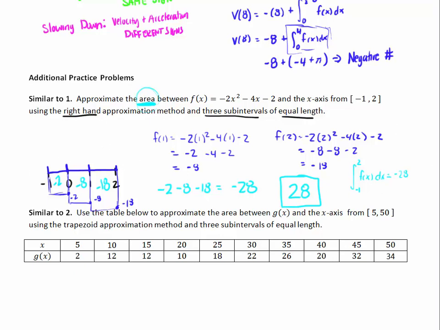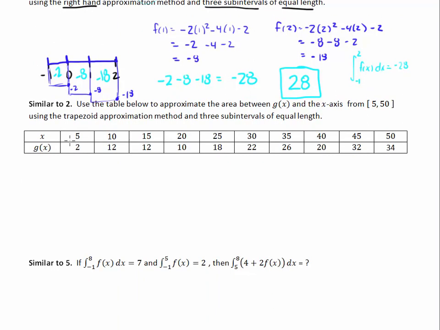All right, let's take a look at this next problem. Problem similar to question number 2, and see what we messed up on this one. So here we go. We're counting x values by 5s all the way up to 50. So we've got 5, 10, 15, 20, 25, 30, 35, 40, 45, and 50.